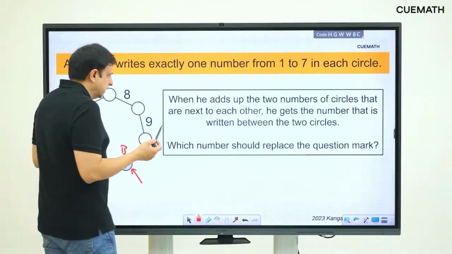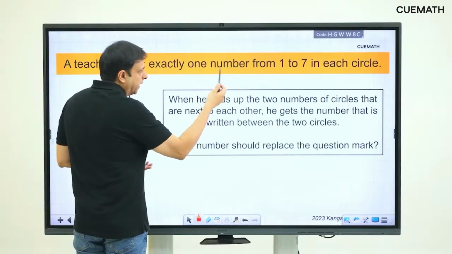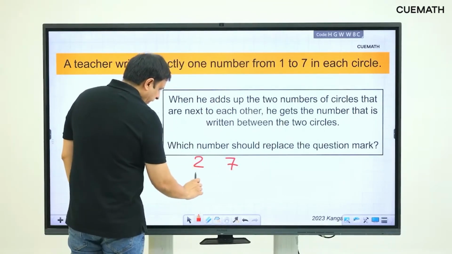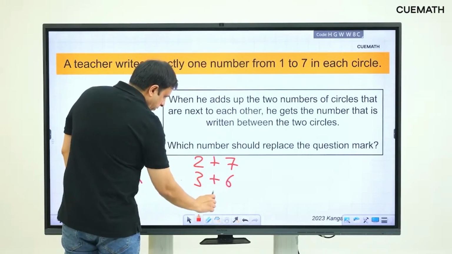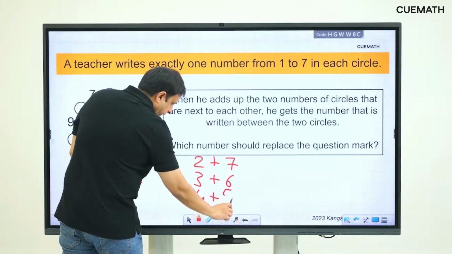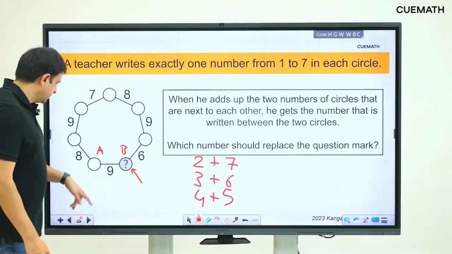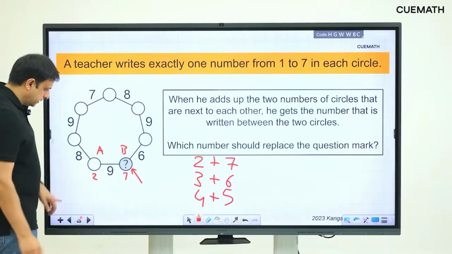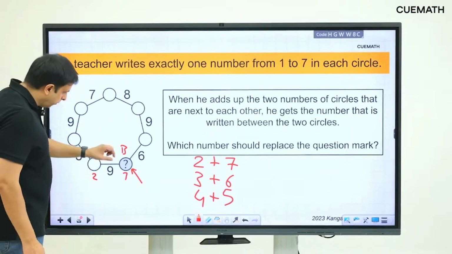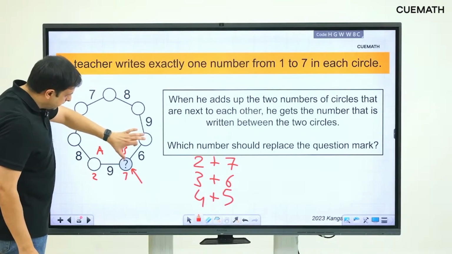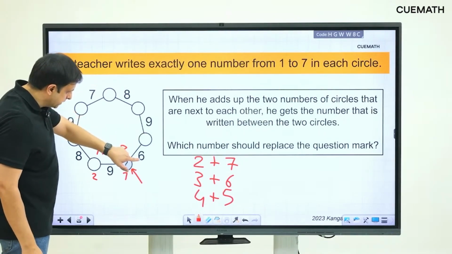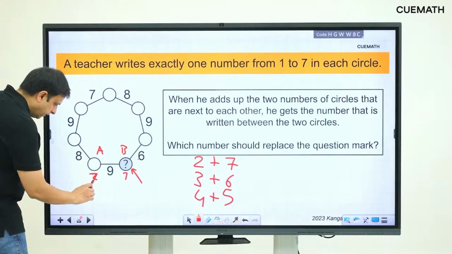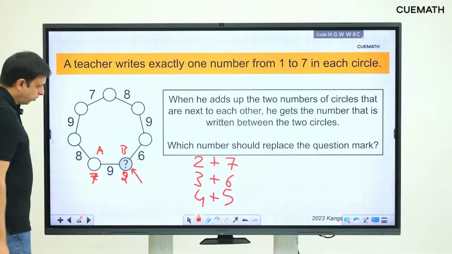So you can't have 1 and 8 because there is no 8. You could have 2 and 7. You could have 3 and 6, or you could have 4 and 5. So let's try each of these combinations for these two circles. If you put a 2 and a 7 here like this, 2 here and 7 here, that won't work because this number 7 and this number here should add up to this number here, which is 6. But 6 is smaller than 7. So that doesn't work. But if I put a 7 here and a 2 here, then what happens?